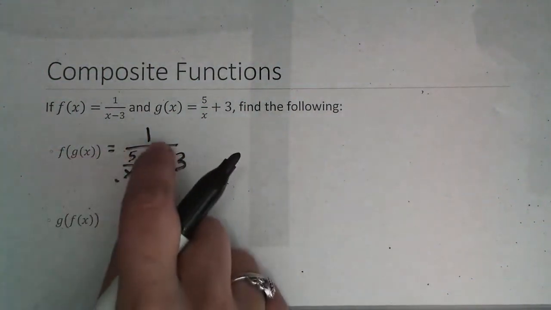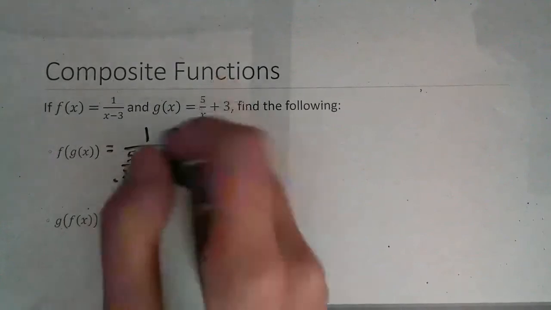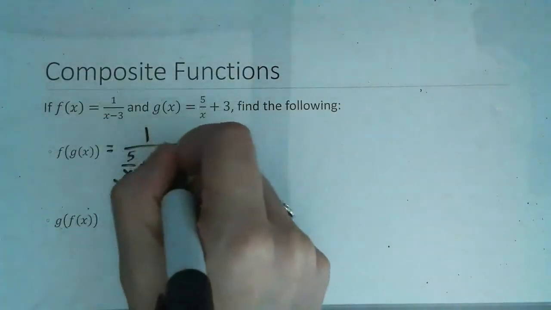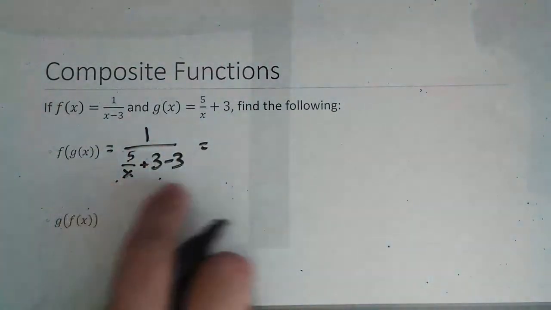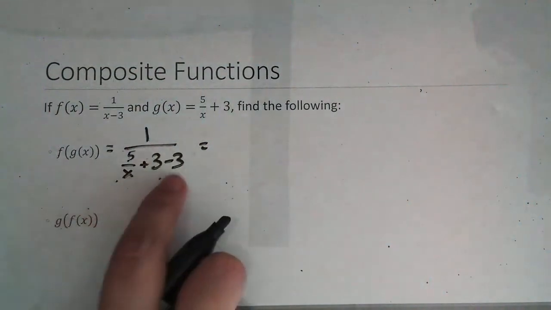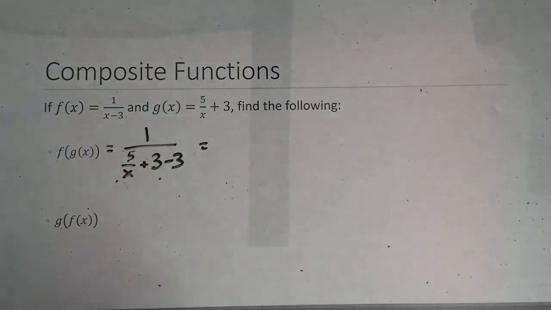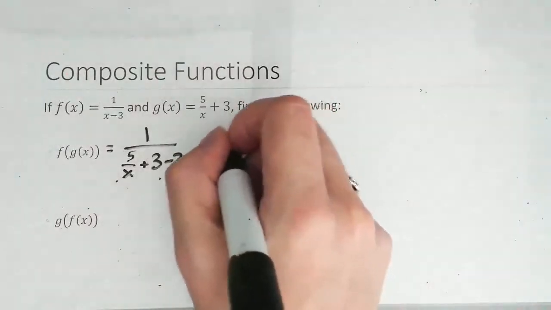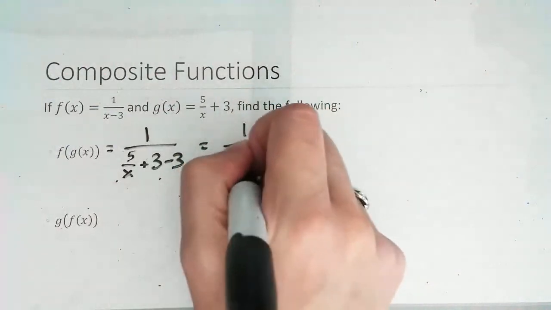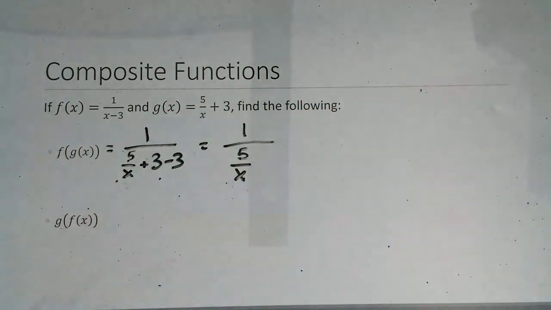I'm going to take those parentheses away again so that we can see what's going on. Well, in this giant denominator I have a plus 3 and a minus 3. Those undo each other. They cancel out. I'm left with 1 over 5 over x.